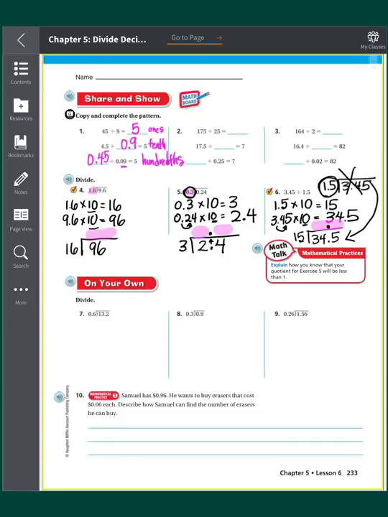Okay. All right. I hope that this helped. Again, I know it's confusing, but think about the pattern. Whenever you multiply by a tenth or a hundredth or any power of 10, it's always going to equal the same number. All right. Thanks, guys. Now you can go ahead and do the rest of the problems on the share and show, and then work on the PMT.